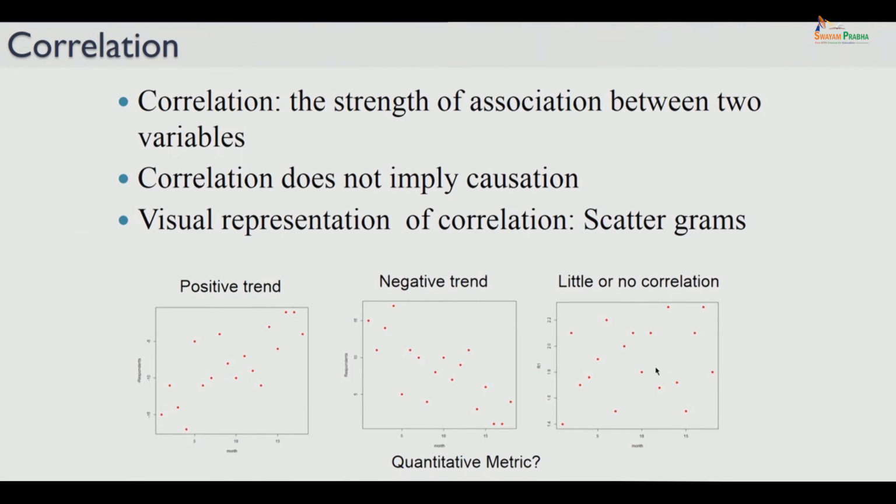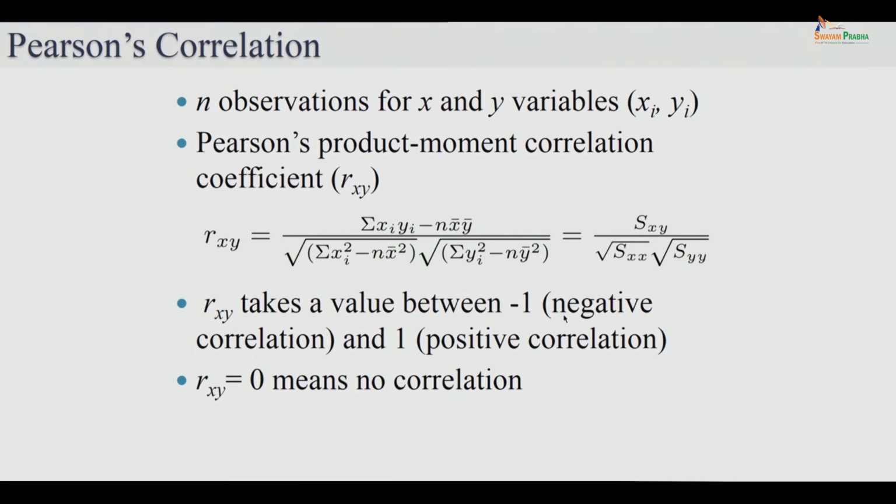This is a qualitative way of looking at it. We can quantify this, and there are several measures that have been proposed depending on the type of variable and the kind of association you are looking for. So let us look at the most common type of correlation, which is called Pearson's correlation.